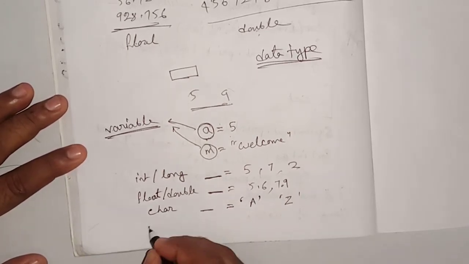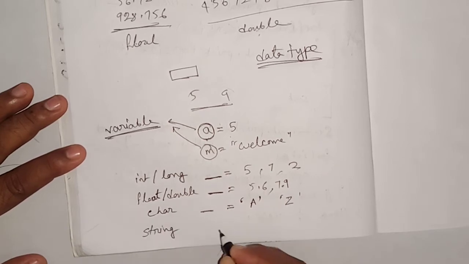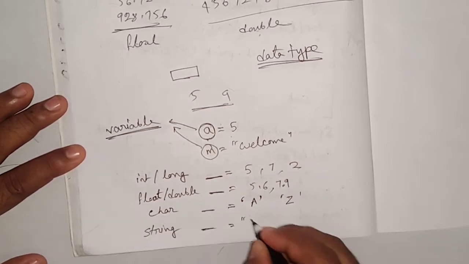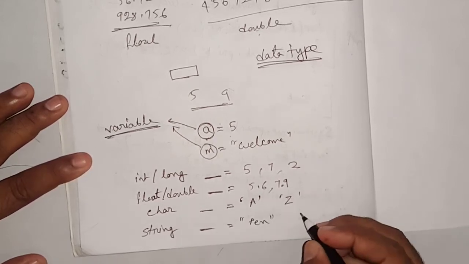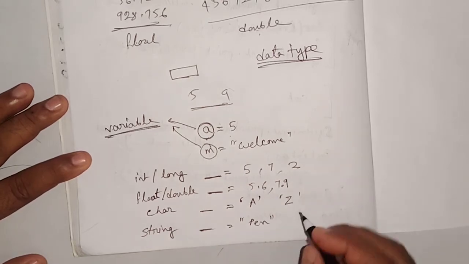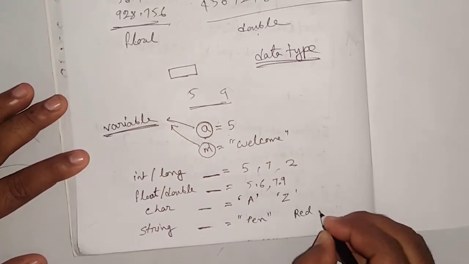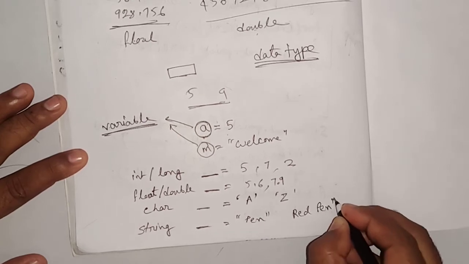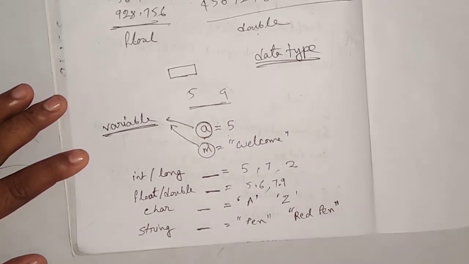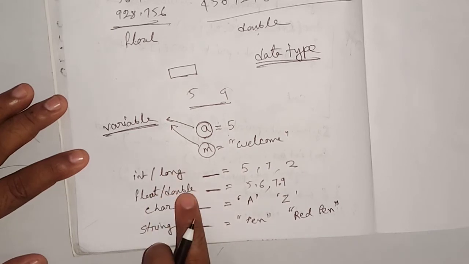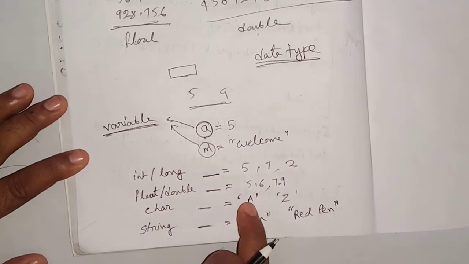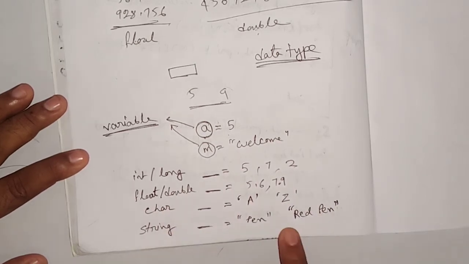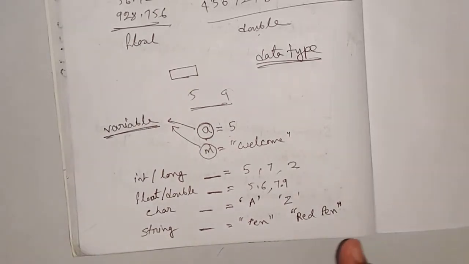Clear? Now string. For a string, the variable name is equal to, and we write within double quotes. Okay, pen in double quotes, or maybe you want to store multiple words, suppose red pen, we use double quotes. So for long, int, float and double, you don't need to use anything, just put the value. For a character you use single quotes, and for a string we put the text within double quotes. Okay, so those are the basic things.